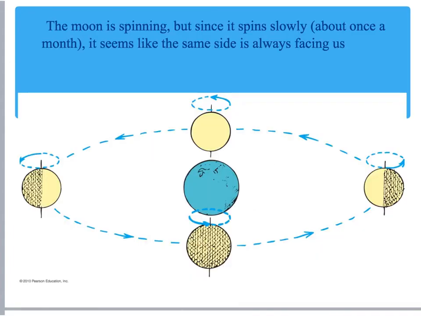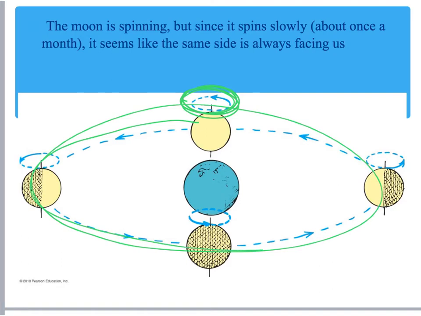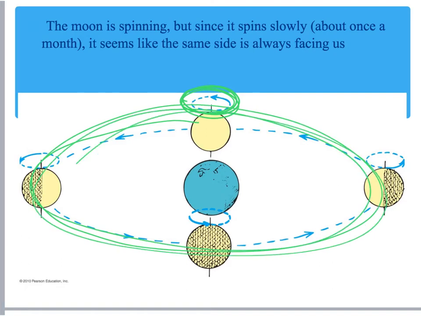All right, the moon is spinning. But remember, we talked about this last week. It spins slowly. It only spins about once a month. So since it's spinning at the same speed that it's going around the Earth, we usually only see the same side of the moon. Usually we do see the same side of the moon. So we don't ever see the side that's facing away from us, just because the moon is spinning at the same speed that it's going around the Earth. So we always see the same side.